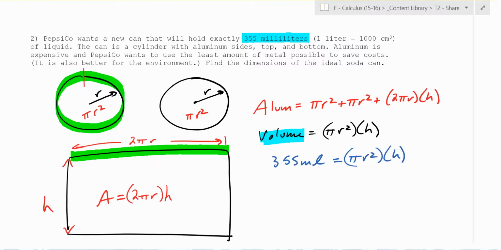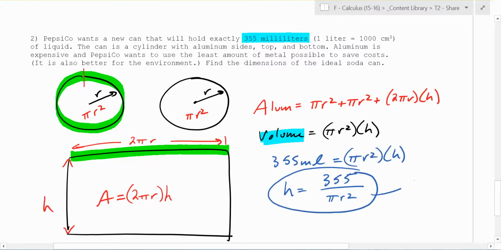Which one's nicer to solve for if you had to choose? Why is h nicer to solve for, do you think? Because you don't have to take a square root. So what does h equal in this case? 355 over what? Pi r squared. Now where do you take this? Plug it in for h, and now what's our new equation going to be?